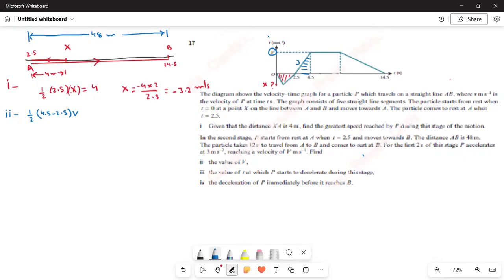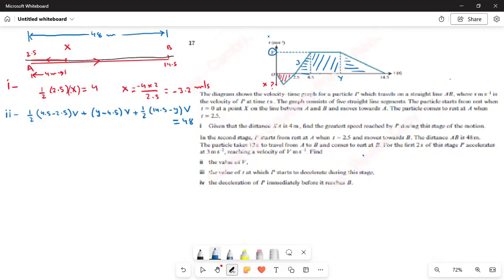Let me call this point Y. Now plus, I want to find the area of this rectangle. So the base is Y minus 4.5 and the height is V, and plus now I want to find the area of this rectangle, or this triangle. So this is going to be half, and the base is 14.5 minus Y, and the height is V, and this whole thing is equal to 48. Make sense?